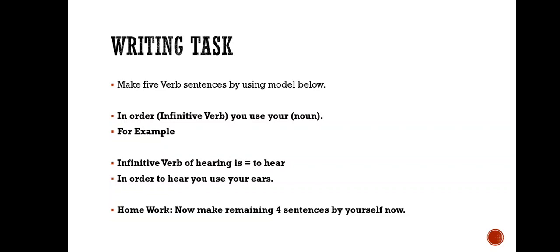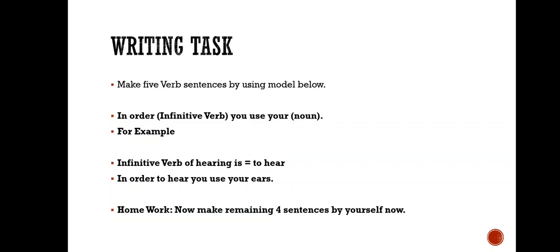Let's make a sentence according to this model. For example, the infinitive verb of hearing is to hear. In order to hear, you use your ears. Let me make the second sentence for you too. In order to smell, you use your nose. The third sentence will be like this. In order to see, you use your eyes. In order to taste, you use your tongue.